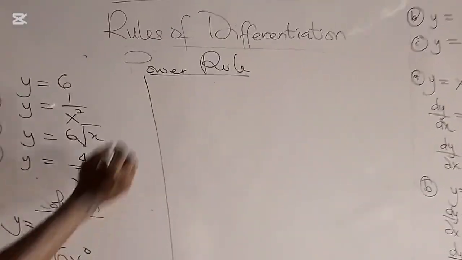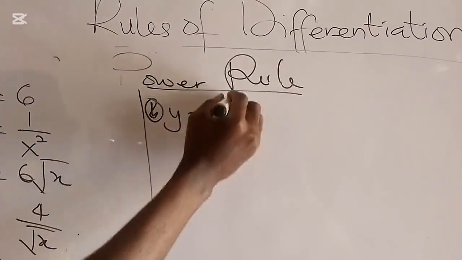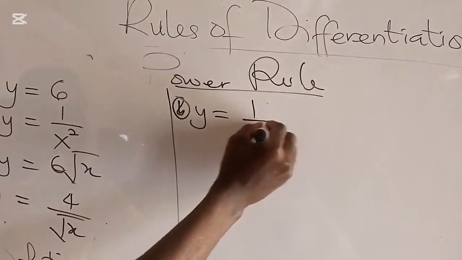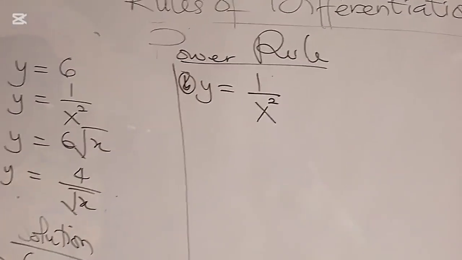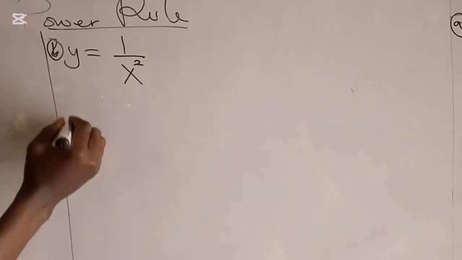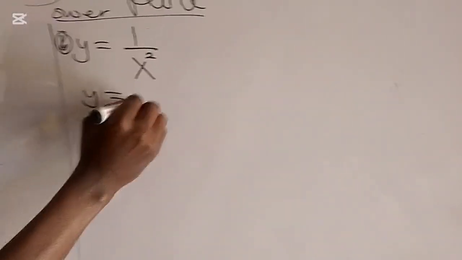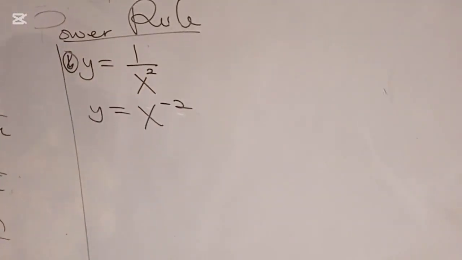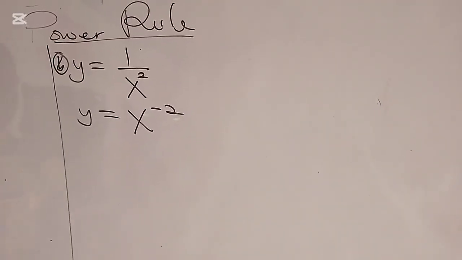Now let's take the second one, the b. y is equal to 1 over x squared. When you see this thing, you don't need to run away from it. Embrace it. So, how do we go about it? We can rewrite 1 over x squared as y is equal to x to the negative 2, using indices. Now we can manipulate it.